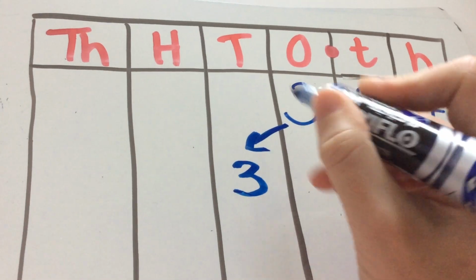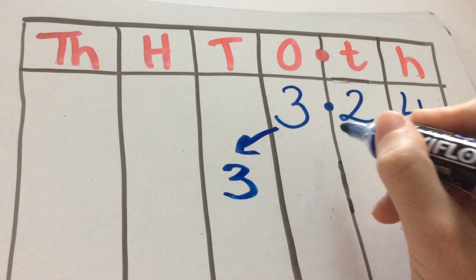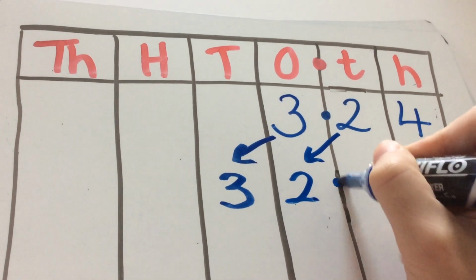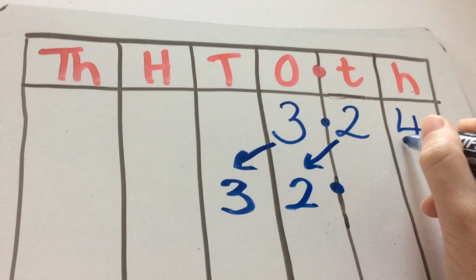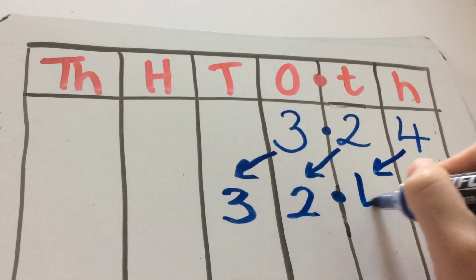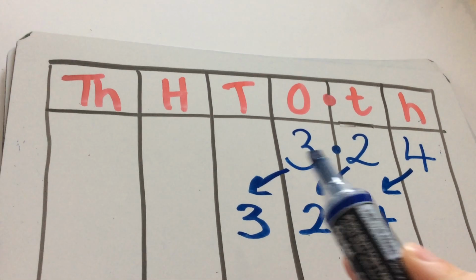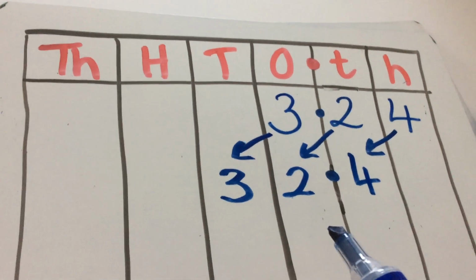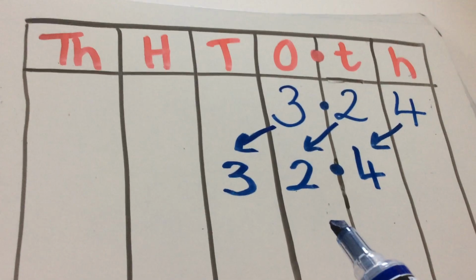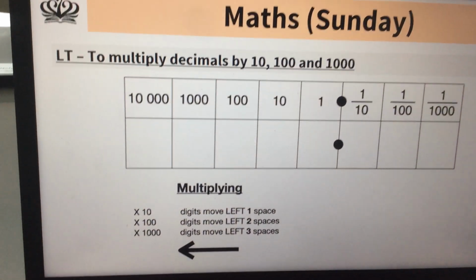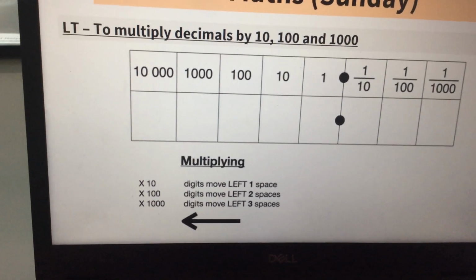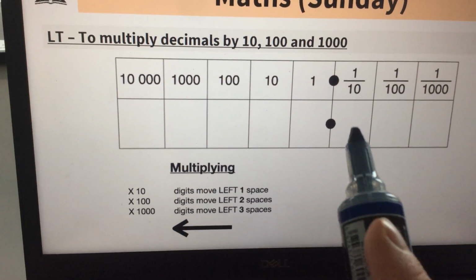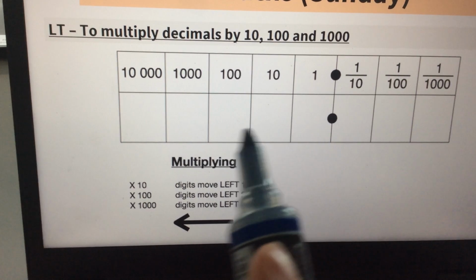So my 1's digit is going to move to my 10's column. My 2's digit is going to move to my 1's column. Decimal point stays there. My 100's digit moves to my 10's digit. So 3.24 multiplied by 10 will be 32.4. Okay, right, now when I have multiplying by 100, we're moving each decimal 2 places to the left.